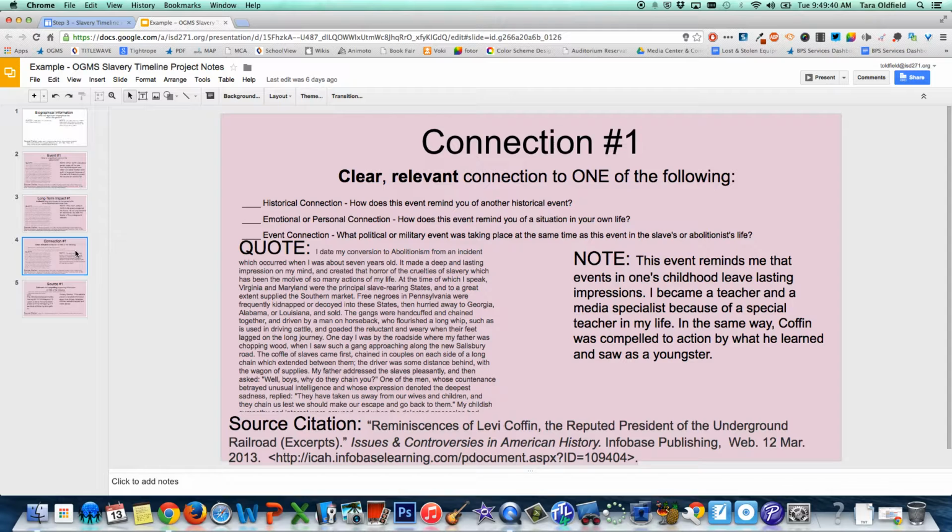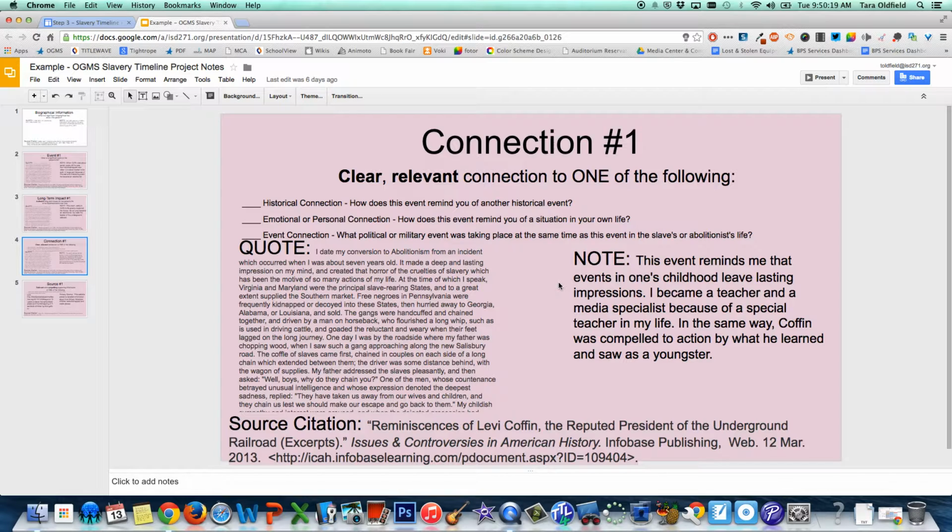He was considered the president of the Underground Railroad, and I had learned by reading some information about him from Issues and Controversies in American History, one of our databases that we have access to on our databases page, that early in Levi Coffin's life, he became passionate about slavery being something that was morally wrong. And in my connection, I chose to do a personal connection that oftentimes in our lives, the course for our lives are set when we're very young.